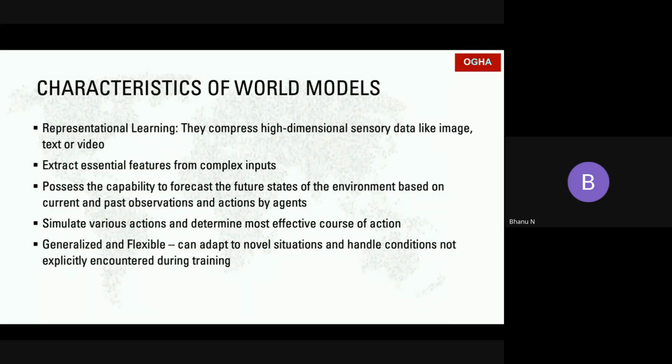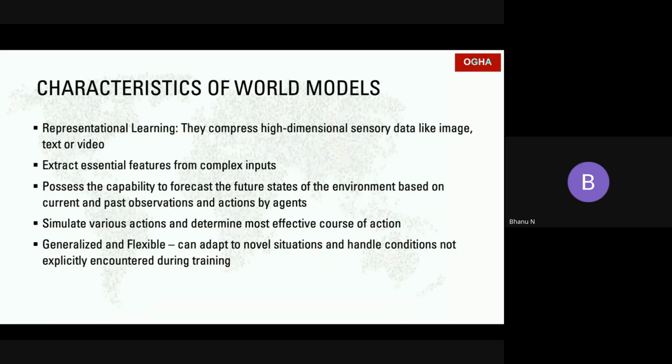Basically, a sensory input is taken, and these are high dimensional sensory inputs with a lot of data, and that is compressed because it's abstracted. Otherwise, you can't scale up, and that's why it's representational learning. From this, it extracts essential features from these complex inputs. You can run millions of videos, and it learns from those things, for example how light falls, how gravity works, how fluid flows, and so on.